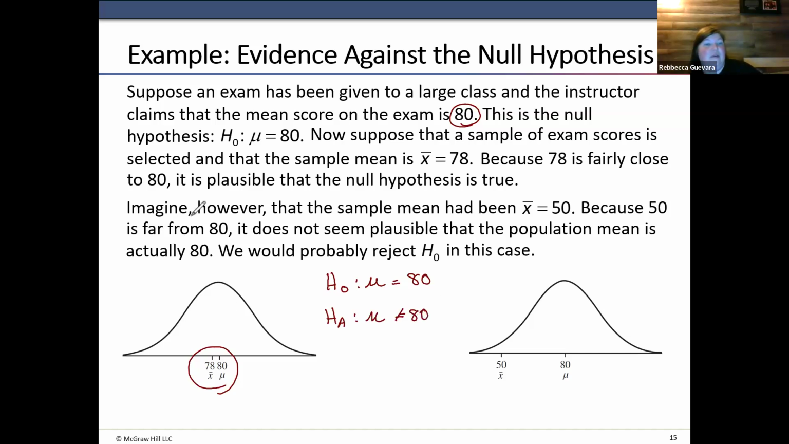So imagine, however, that the sample mean we found was actually 50 instead. Once again, 50 is very, very far from 80. Because 50 is so far from 80, it does not seem plausible the population mean is actually 80. In this case, we're not trying to show that lead is attributed to lower IQs. We're just saying that what this instructor stated was in fact false. They said that the mean score on their test was 80.